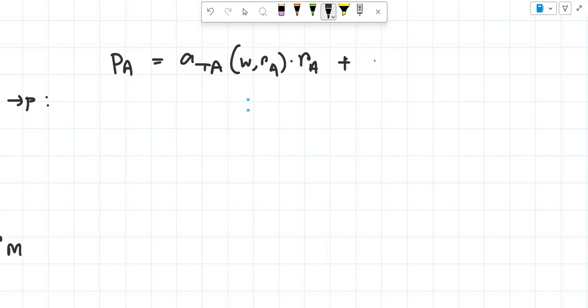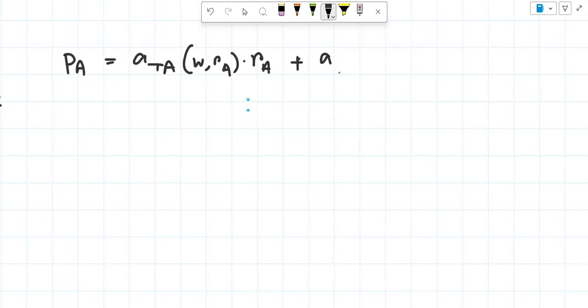plus you need labor for the production process, so you need ALA, labor going into the agricultural sector. That is again a function of the factor incomes W and RA. This is labor, so we are going to consider the factor income for labor, which is W.